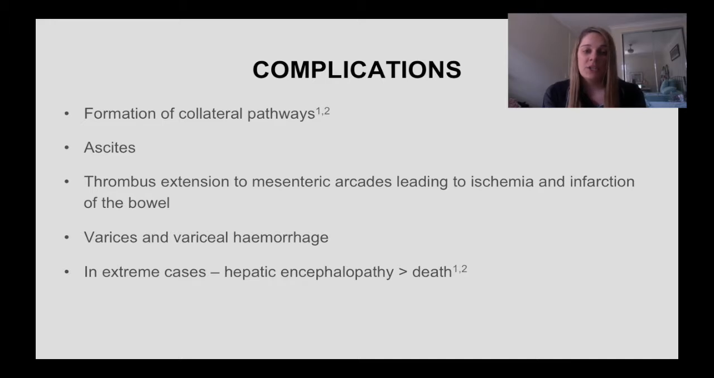You can also get extension of the thrombus through to the mesenteric arcades. If the thrombus gets down into the mesenteric artery or any other mesenteric vessels that feed the gastrointestinal tract, this can lead to ischemia and infarction of the bowel. So this means that the bowel will not receive enough blood due to the occlusion and that portion will become necrotic and die. You can also get varices and variceal hemorrhage can occur, and as I said previously, that can cause vomiting blood and black stools because that will arise from the gastrointestinal tract also.